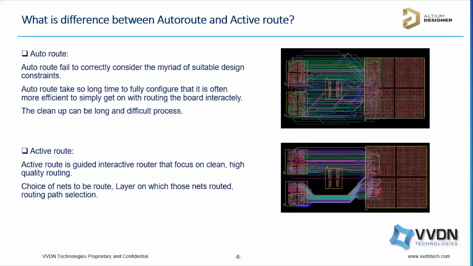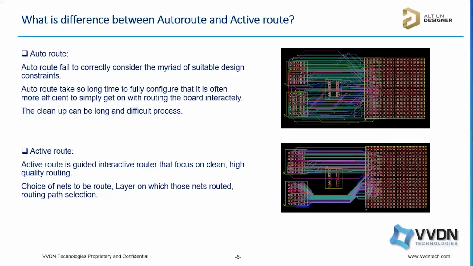What is the difference between AutoRoute and ActiveRoute? Basically, ActiveRoute is not an auto router. It is a guided interactive router which focuses on clean, high quality routing of a set of selected nets. ActiveRoute is like this: choose the net you want to route, then enable the layer onto which you want to route, and think about the path they should follow and route them.